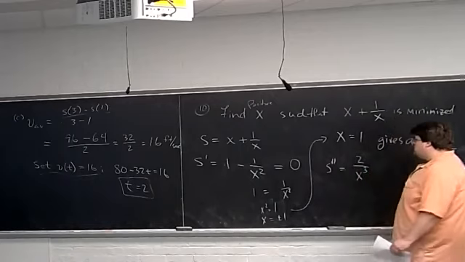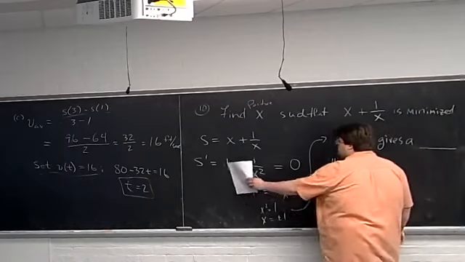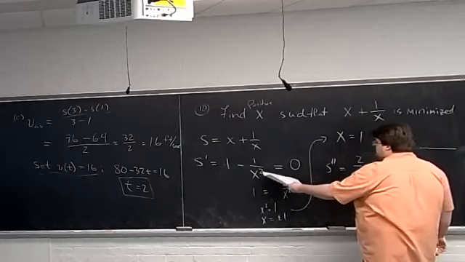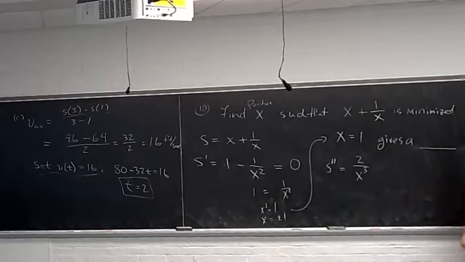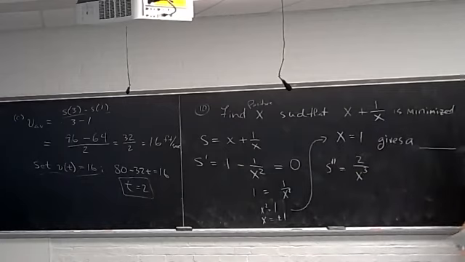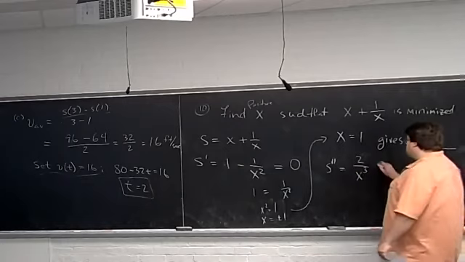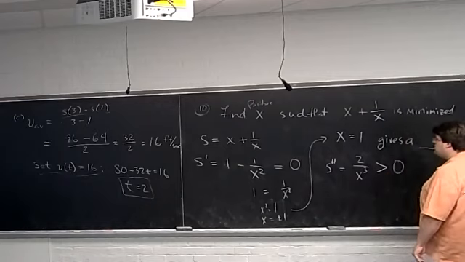Two over x cubed. Where's that come from? Well, the derivative here is 0. There we have negative x to the negative 2. The derivative of x to the negative 2 is negative 2x to the negative 3. Negatives cancel. You can just write that as 2 over x cubed. When x equals 1, that gives us a positive number.